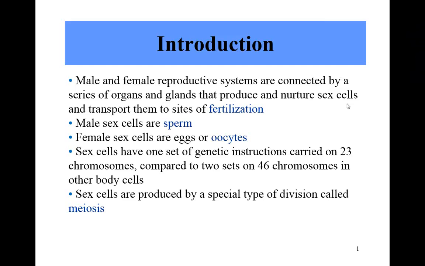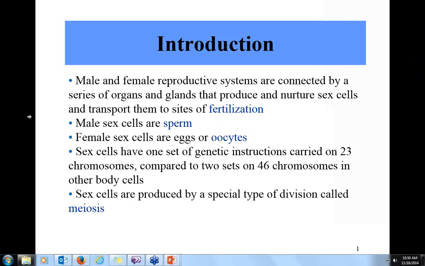And by sex cells, for males, we're talking sperm, and for females, we're talking eggs or oocytes. And then, in addition to the sex cells, we also have a series of organs that contributes to fertilization. And fertilization is referring to when the sperm and egg unite.